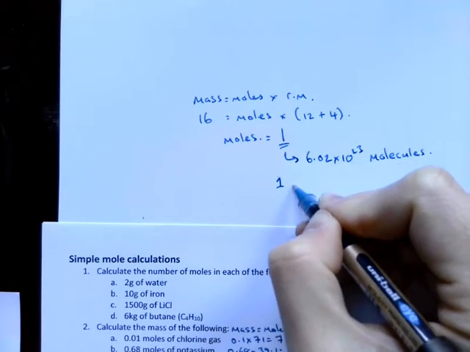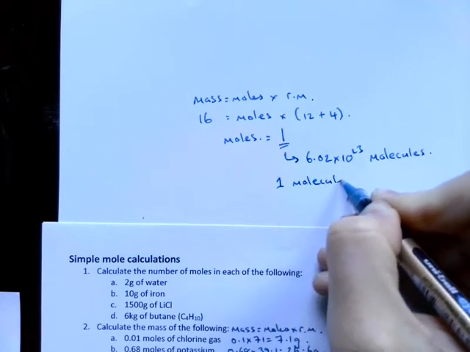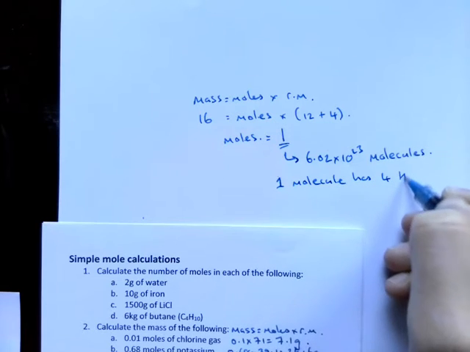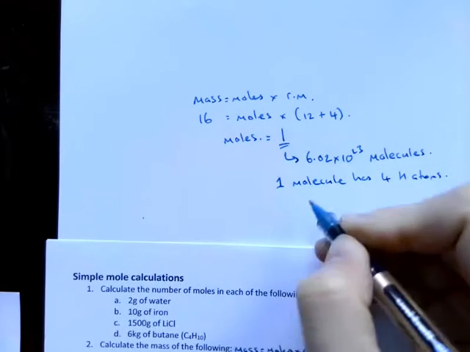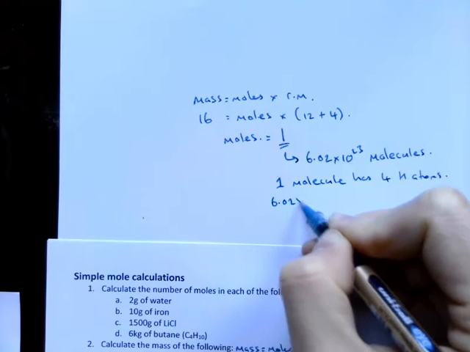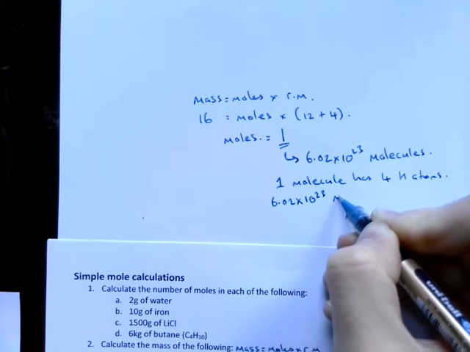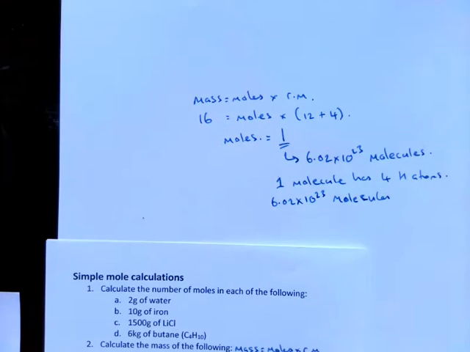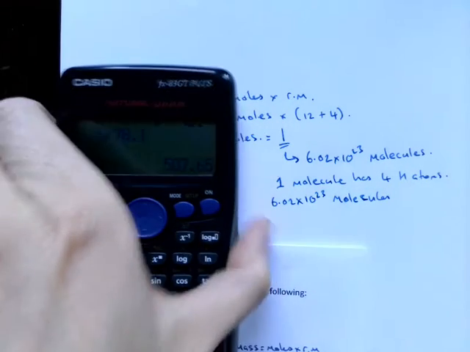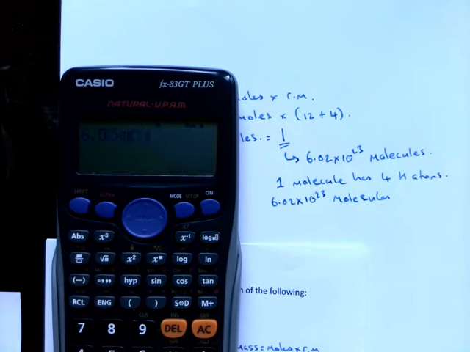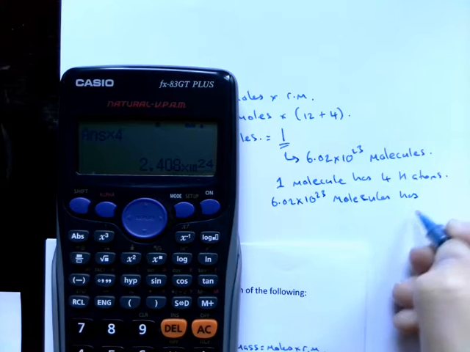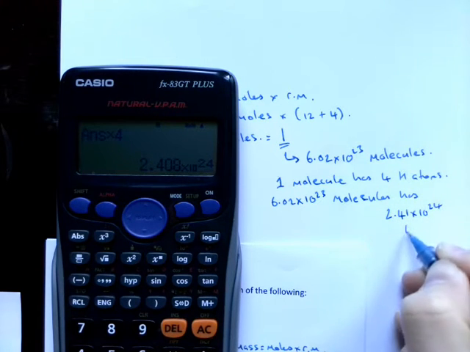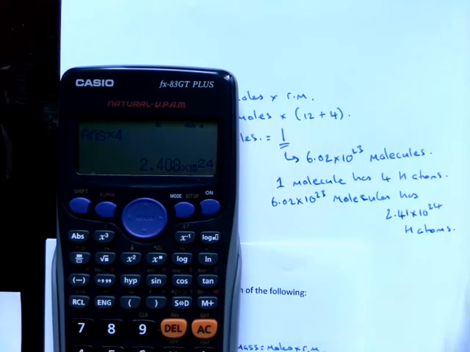And I know that 1 molecule has 4 H atoms. Therefore, 6.02 times 10 to the 23 molecules will have 4 times that many. So it would be 6.02 times 10 to the 23 times 4, which is 2.41 times 10 to the 24 H atoms. Okay?